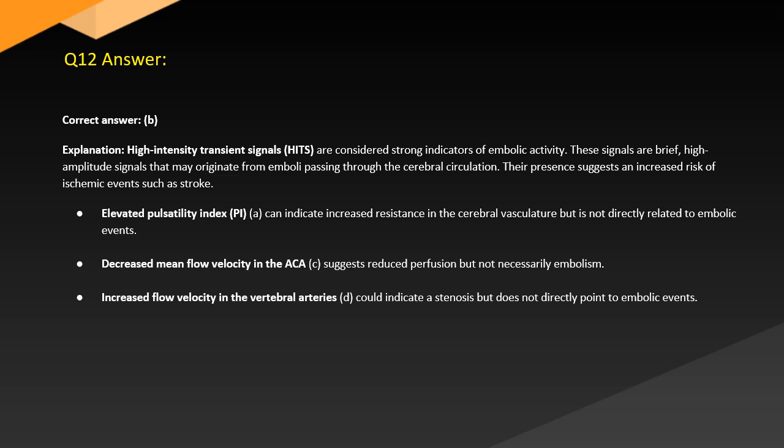Elevated pulsatility index (PI) can indicate increased resistance in the cerebral vasculature, but is not directly related to embolic events. Decreased mean flow velocity in the ACA (C) suggests reduced perfusion, but not necessarily embolism. Increased flow velocity in the vertebral arteries (D) could indicate stenosis, but does not directly point to embolic events.